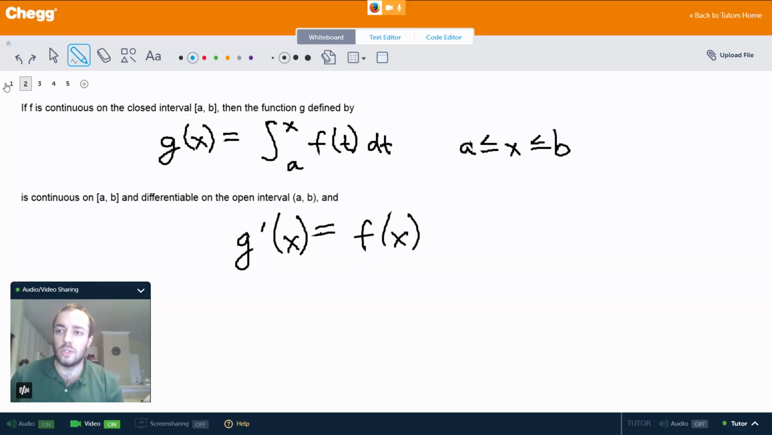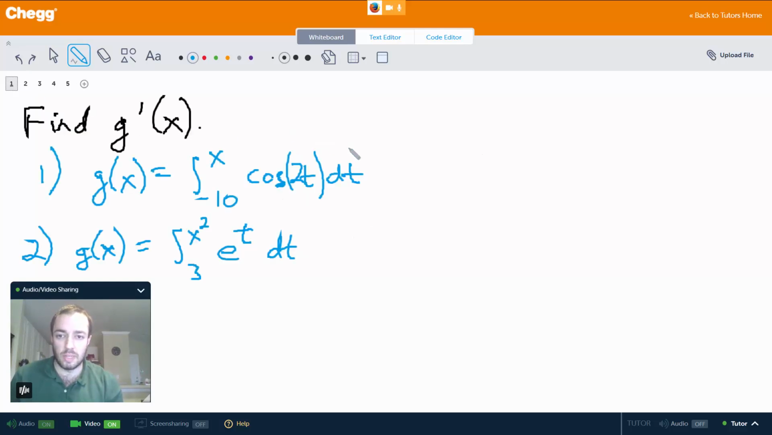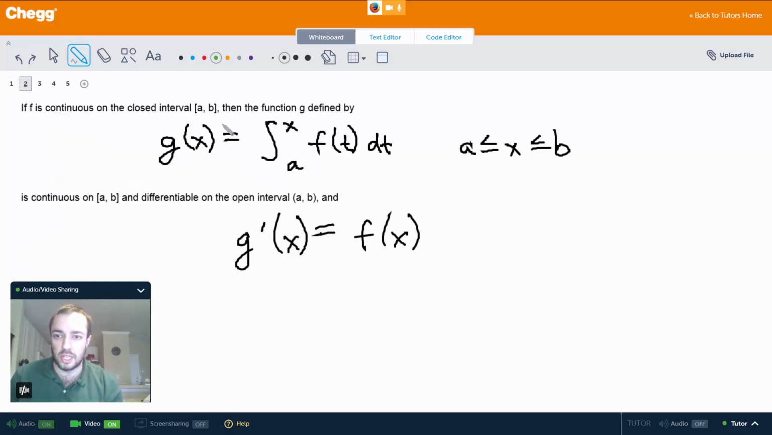Okay, so it's kind of a mouthful there. There's a lot going on, but using this is actually very, very simple. Using this is so much easier than remembering what it actually says. So here, g of x equals the integral from -10 to x of cosine of 2t dt. So let's break this down in terms of the general formulation here.